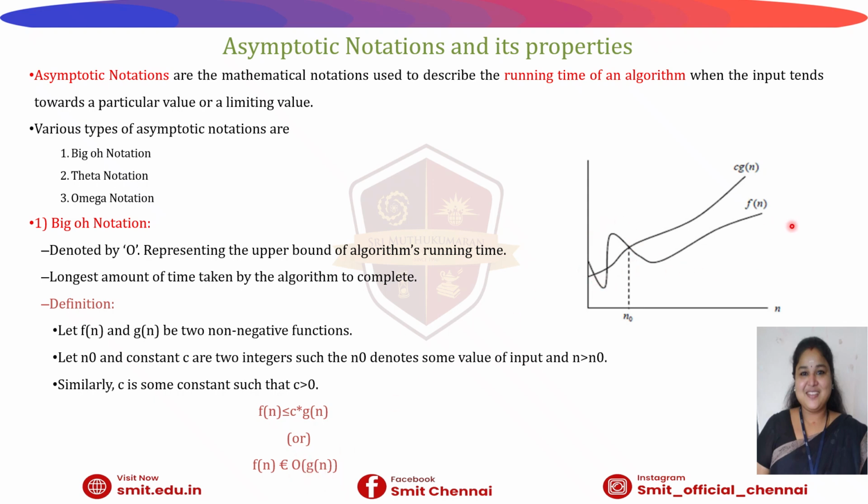In the graph you can see at the position n0, this is the variation. F of n is less than c into g of n, so it comes under it. So c into g of n should be greater than f of n.